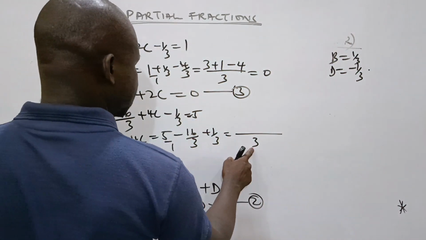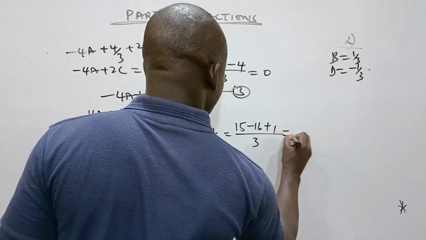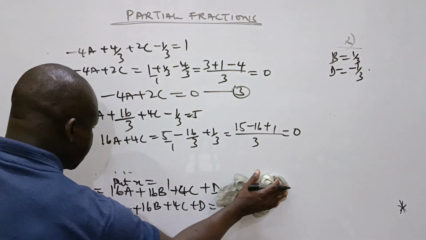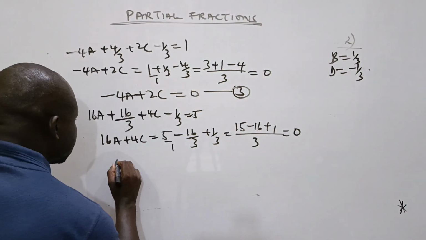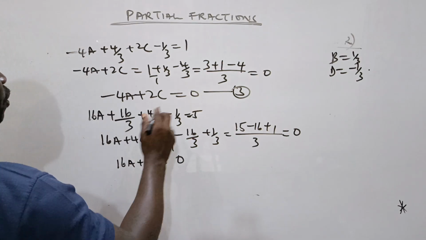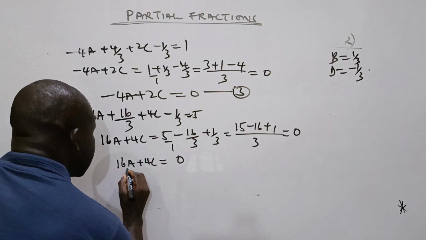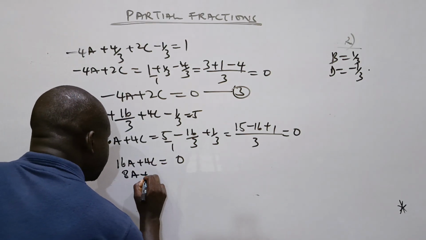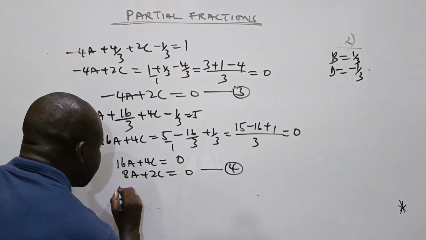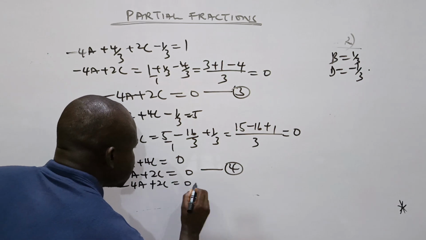So I will have 16a plus 4c to be equal to 5 minus 16 over 3 plus 1 all over 3. So if I find the LCM, that will be 3. So 3 times 5, I'm going to have 15 minus 16 plus 1. So that's 16 minus 16, which is going to give me 0. So at the end of the day, I'm going to have 16a plus 4c to be equal to 0 as equation 4. But of course, I can divide through by 2, so that I'm going to have 8a plus 2c to be equal to 0, equation 4.